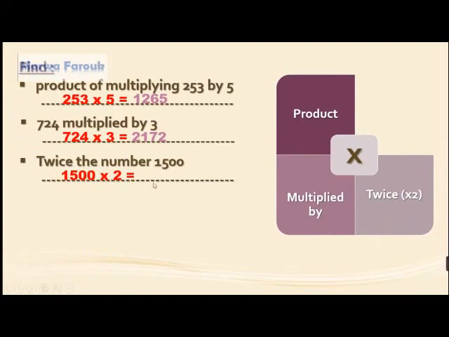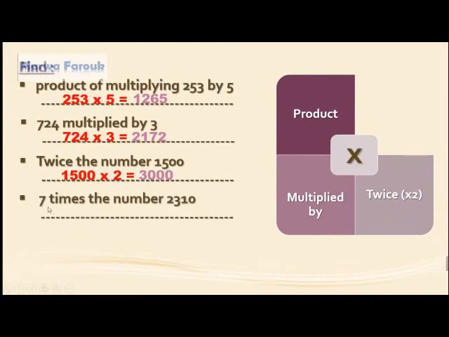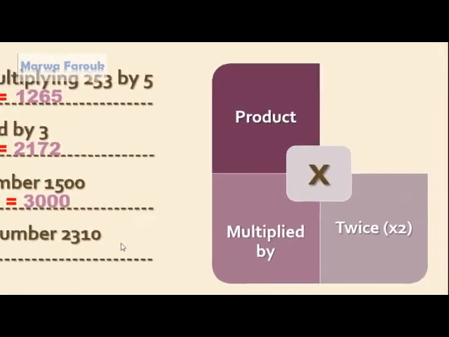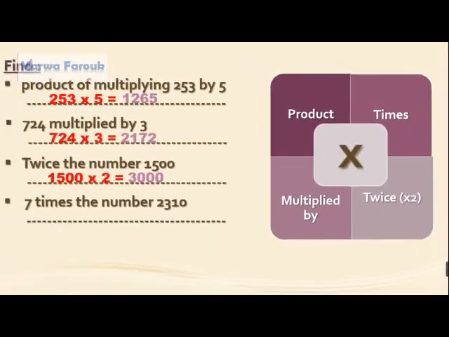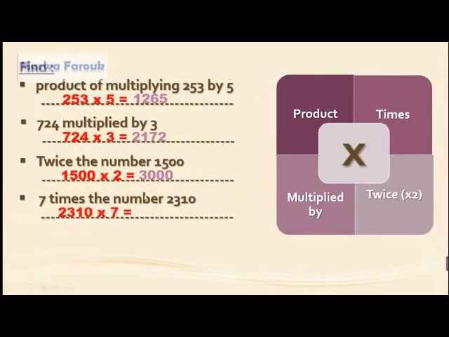I will put the 2 zeros, and 15 times 2 equals 30. Okay, next one. 7 times the number 2310. Again, when we see times, we are going to make by. So we are going to say 2310 by 7, and I will put the 0 and then multiply that number by 7. I will get that number. Make sure that you put that number.